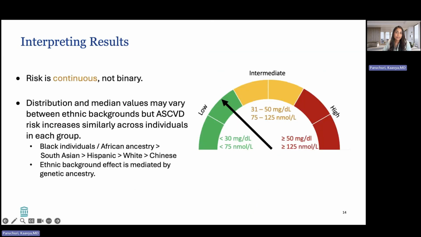When interpreting LPA, the key concept is that risk is continuous, not binary, even within each of these categories. There is no single threshold below which risk disappears. While population distributions and median levels vary across ethnic backgrounds, the incremental increase in ASCVD and stroke risk is similar across individuals once your LPA is elevated. In Black individuals and those of South Asian ancestry, baseline LPA levels tend to be higher, but that reflects genetic ancestry rather than differential biologic effect. So an elevated LPA should be taken seriously regardless of ethnicity, because the relative risk increase is consistent.